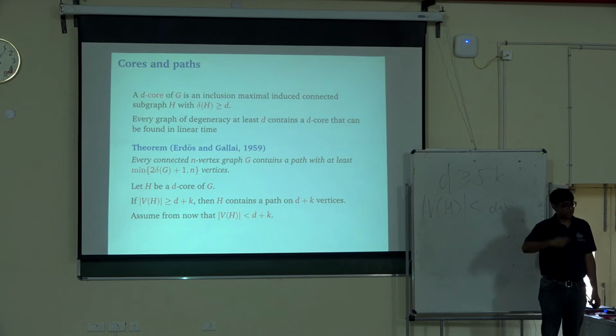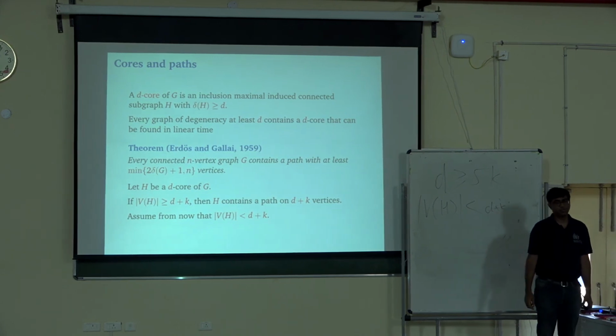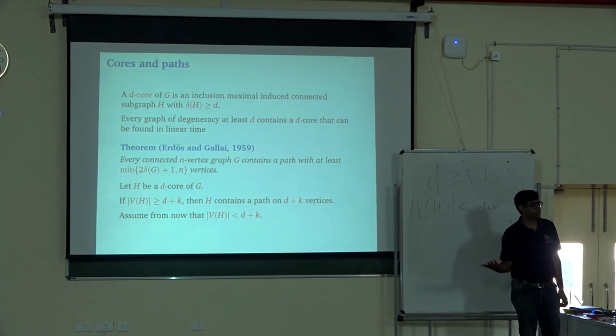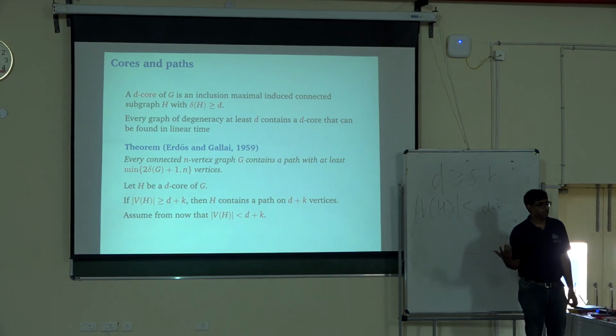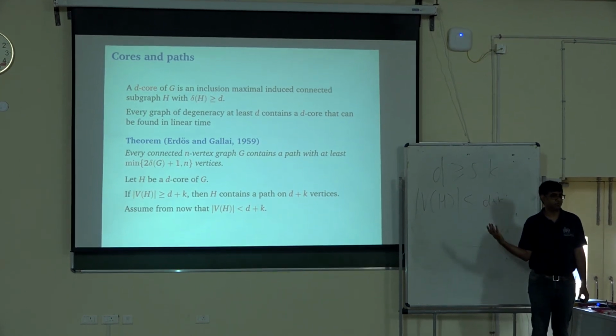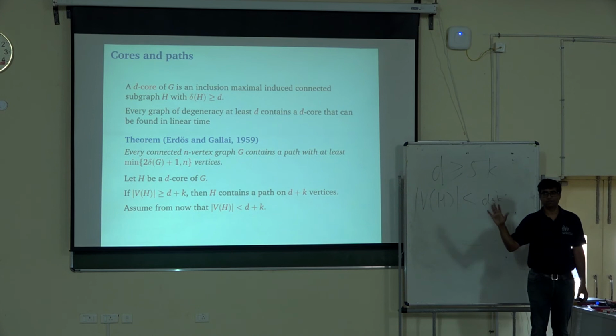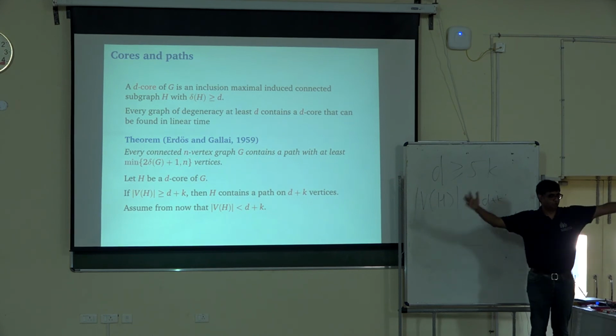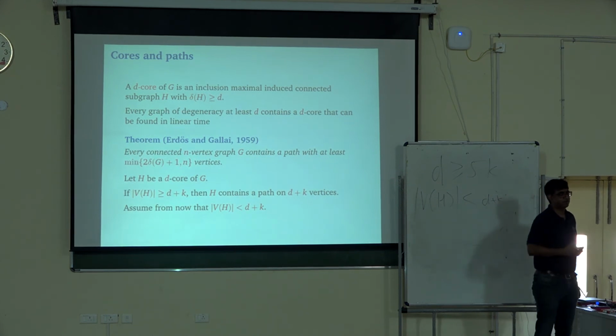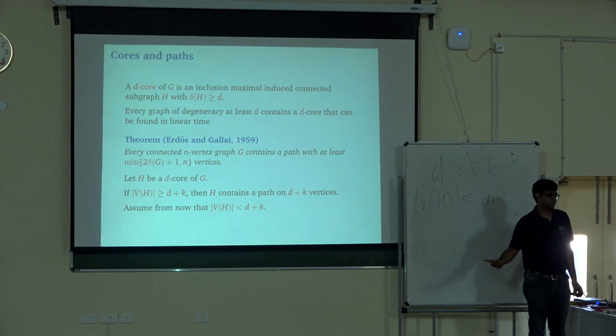Every vertex has degree at least D, so every vertex has a small number of non-neighbors. The total number of non-neighbors is upper bounded by K minus 1. So this is almost like a clique. Like I have a big object where everybody is a neighbor to everybody, except for some small number of vertices.